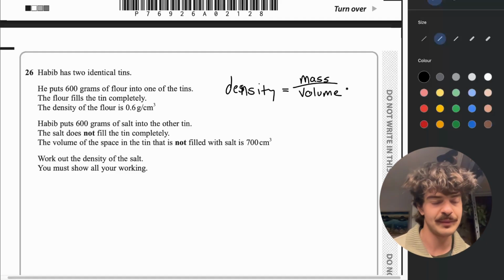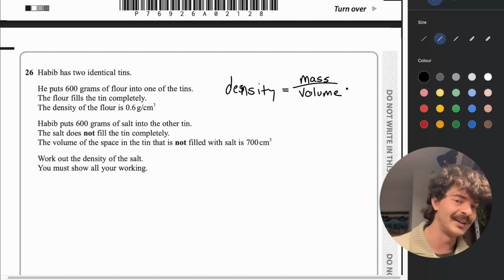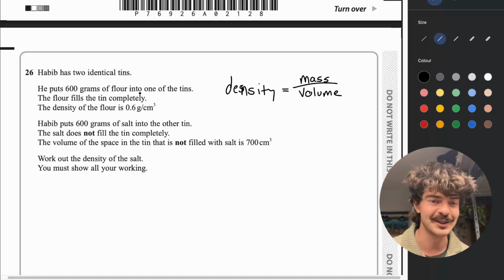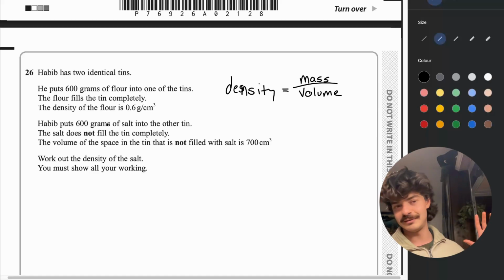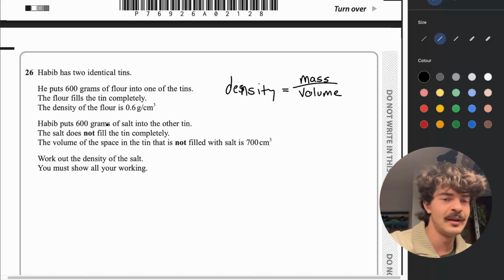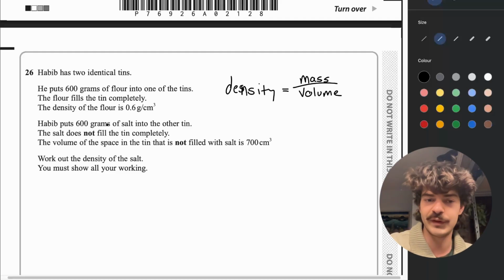And what have we got here? We've got 600 grams. And the density of the flour is 0.6 grams per centimeters cubed. Okay, cool. So all the units are lining up okay here. Let's see what happens over here. Habib puts 600 grams of salt into another tin. The salt does not fill the tin completely. The volume of the space in the tin that is not filled is 700 centimeters cubed.